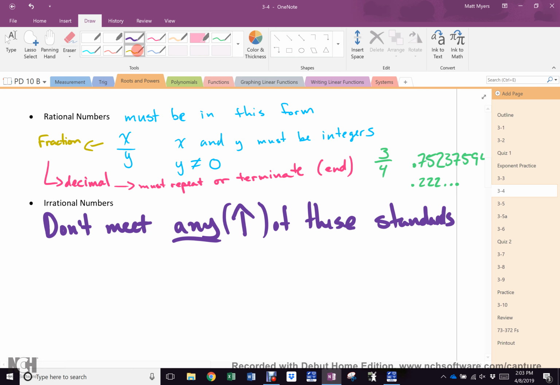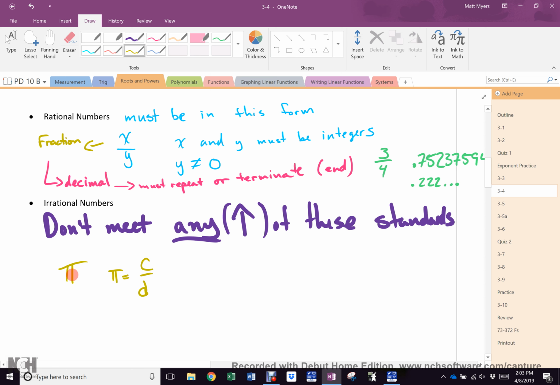What's the most famous one? Pi. Somebody always says, but Mr. Myers, pi equals the circumference divided by the diameter. That's a fraction, isn't it? Right? But it's not, because when we do circumference divided by the diameter, we round that off. In a perfect circle, the circumference and the diameter are never both rational numbers. They can't both be rational, or this wouldn't be rational.